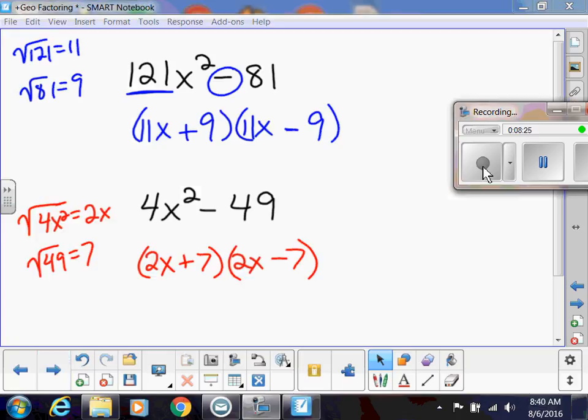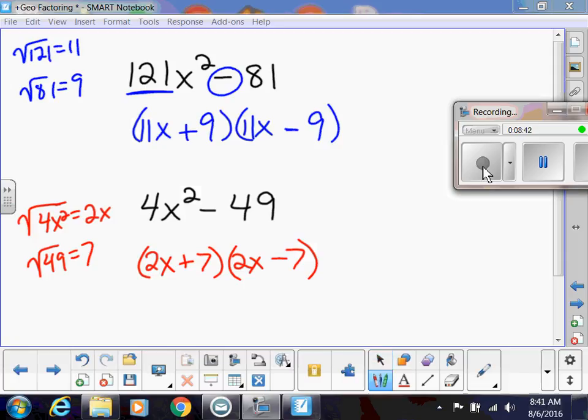Okay, so you should have gotten 2x plus 7, 2x minus 7. And again, the order of the parentheses does not matter. I do want to make sure you understand that if you are getting confused by this pattern, sometimes people get confused and they put the 2x and the 7 in the wrong spots. Always double check yourself, right?